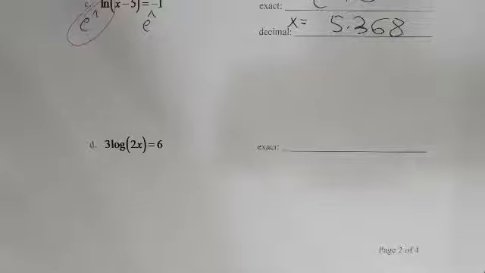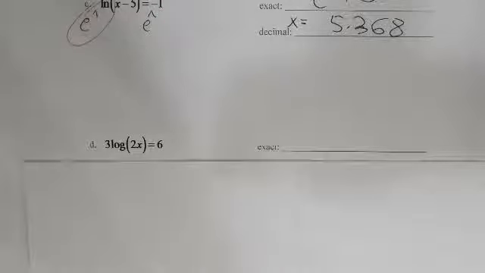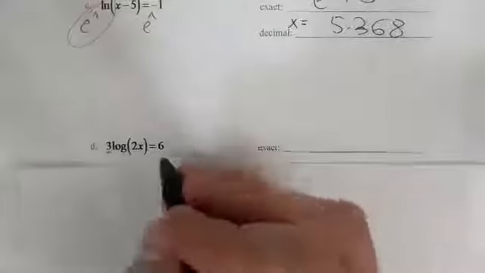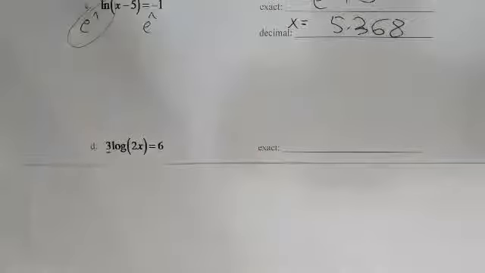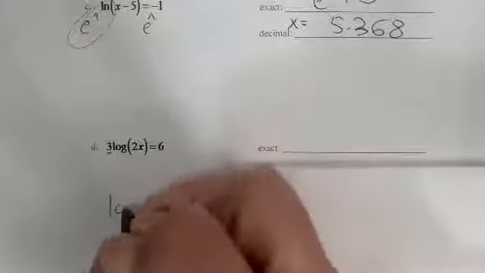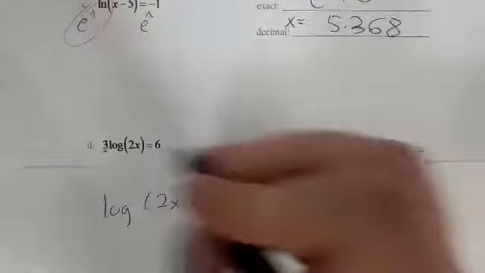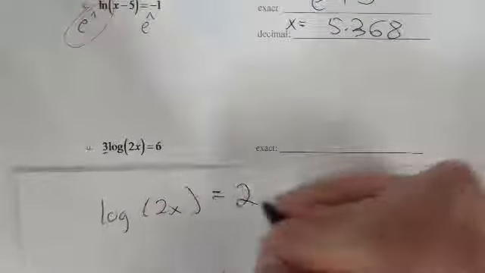Okay, so the first step is to get our log by itself. So is our log by itself? No, it's still got this 3 in front. So this is being multiplied by 3. I want to divide by 3 on both sides. So I'm dividing this side by 3 to get log of 2x. 6 divided by 3 should give me 2.